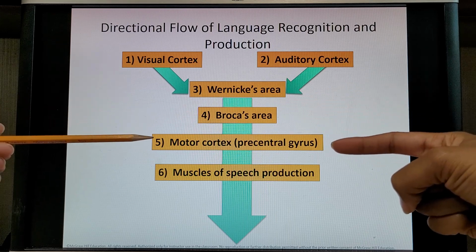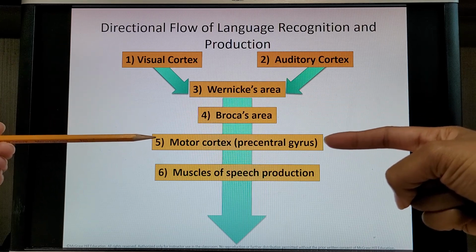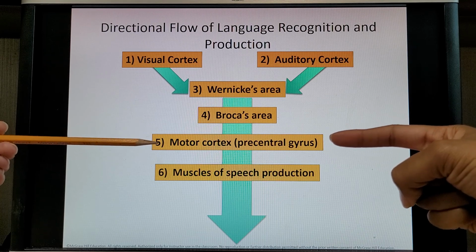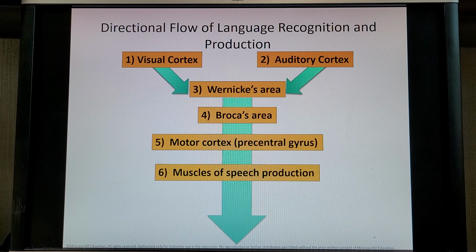Then to our motor cortex in order to make the commands for the muscles to go. And then lastly, the muscles in order to create whatever speech or language processing we want to do. So even if we're writing language with our hands, same situation.